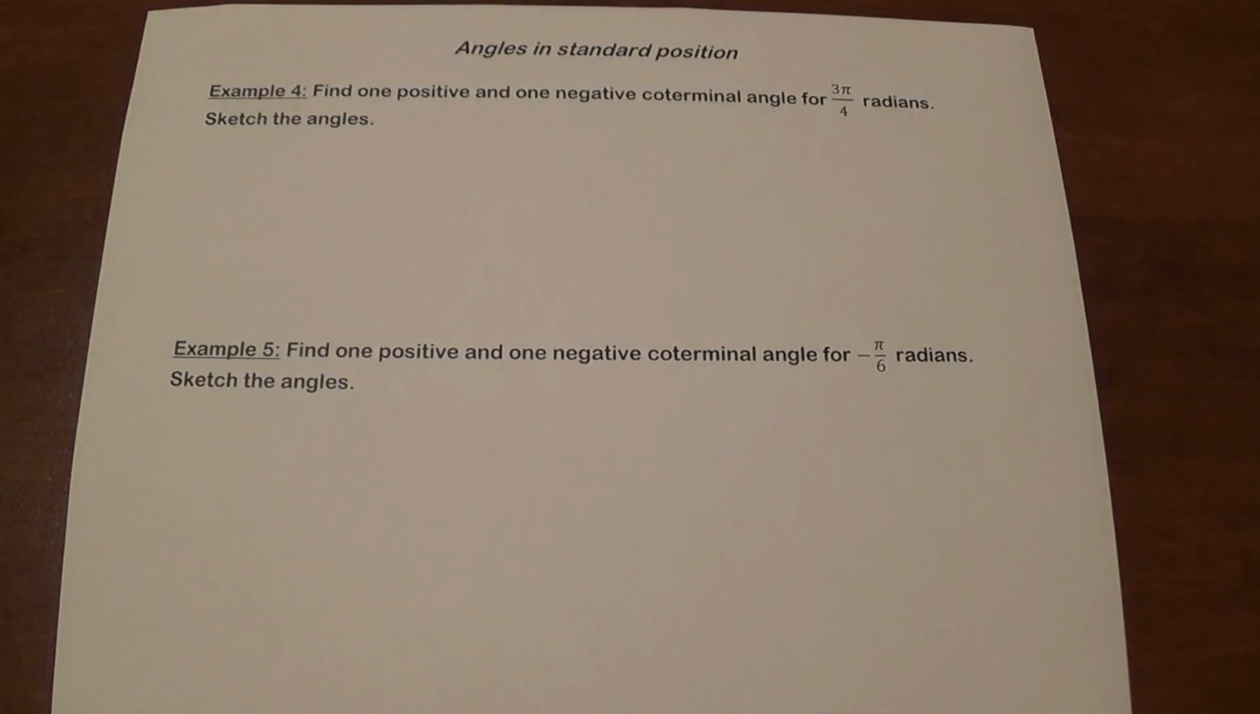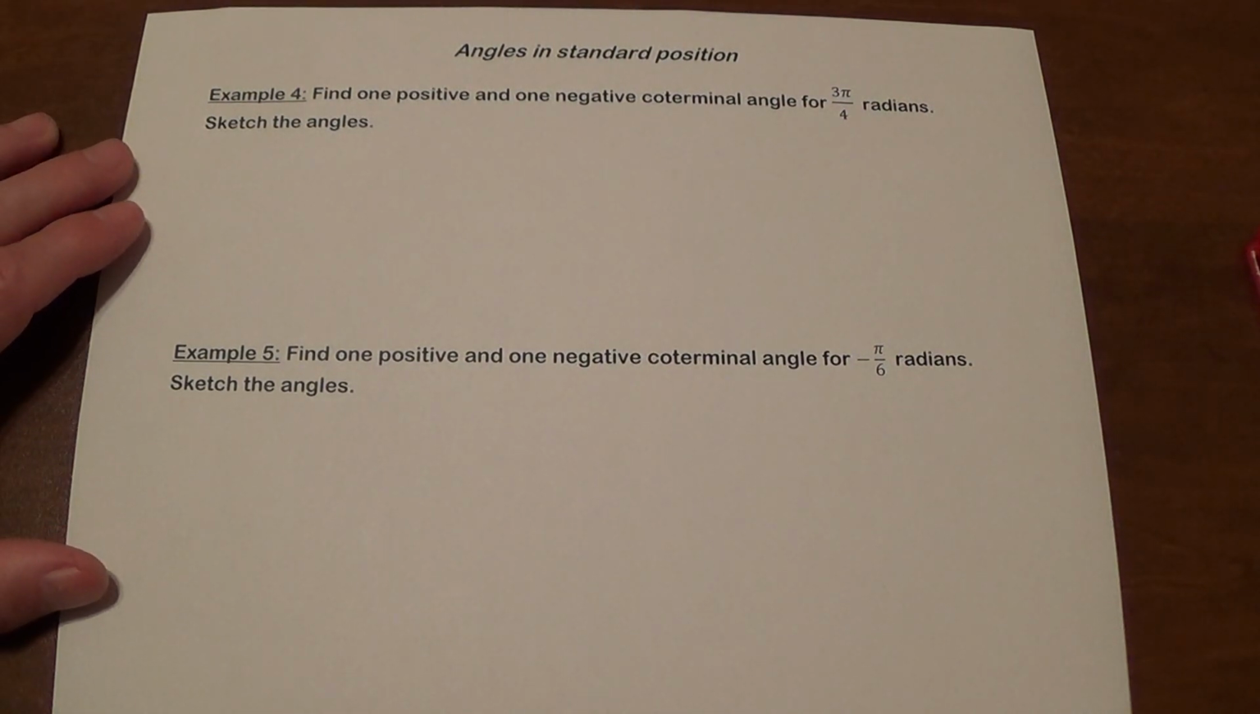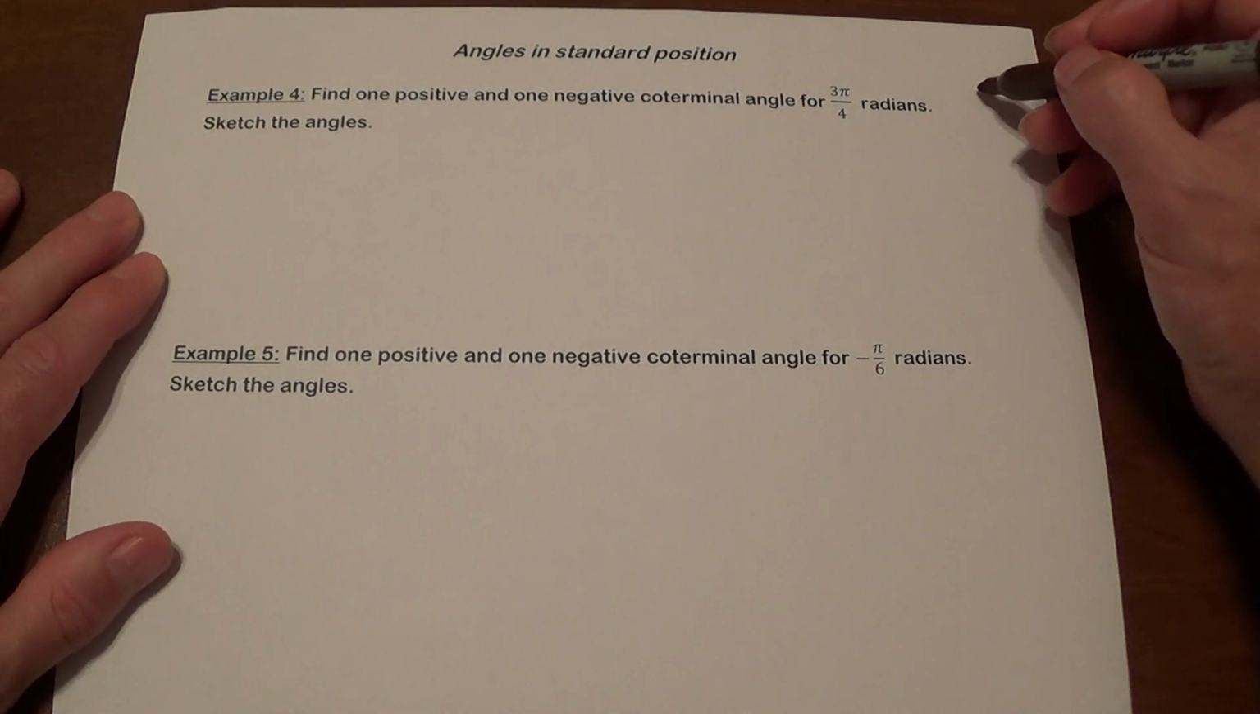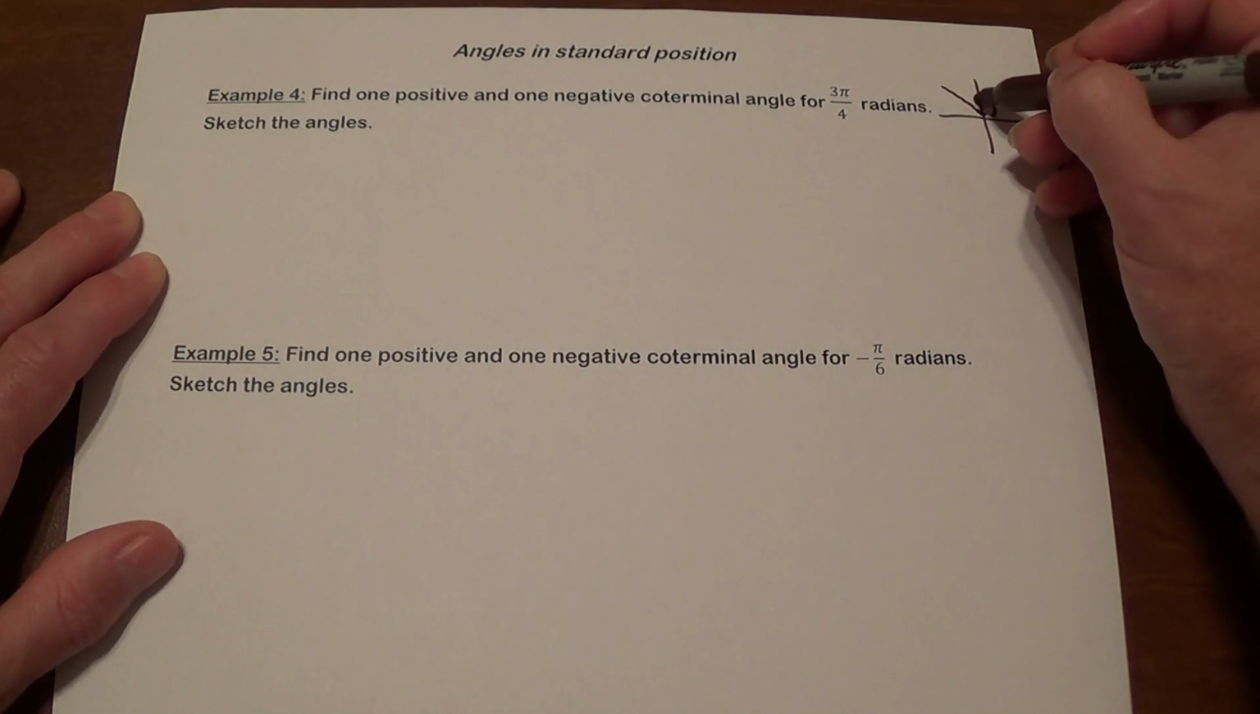Okay. There's a couple more examples to do the same thing with radians. So we have an angle of 3 pi over 4 radians, and we want to find one positive, one negative coterminal angle. First of all, angle 3 pi over 4 is going to be like this.